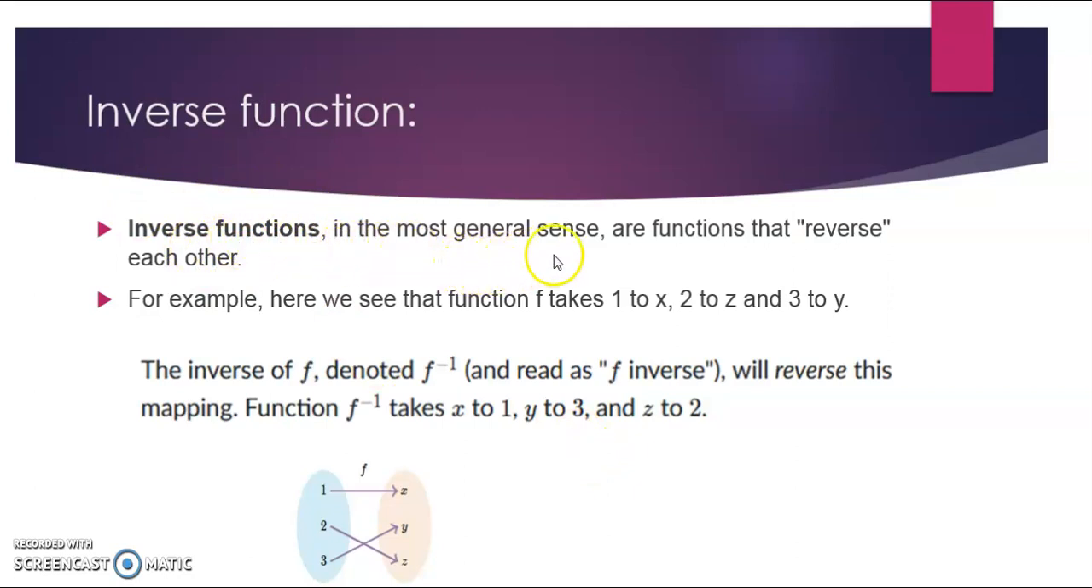Inverse functions, in the most general sense, are functions that reverse each other. For example, here we see that function f takes 1 to x, 2 to z, and 3 to y. That is, for each element in the domain of f, there is a unique element of the range of f, and for each element in the range of f, there is a unique element in the domain of f. The inverse of f, denoted by f inverse, will reverse this mapping. Function f inverse takes x to 1, y to 3, and z to 2. So this is function f, and here is its inverse.